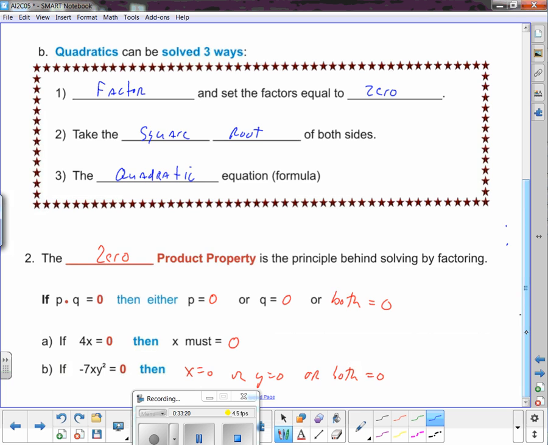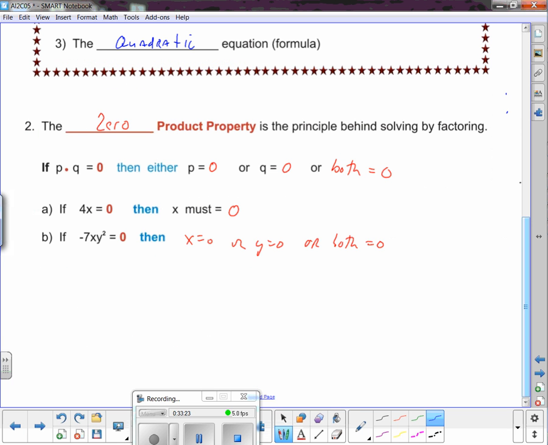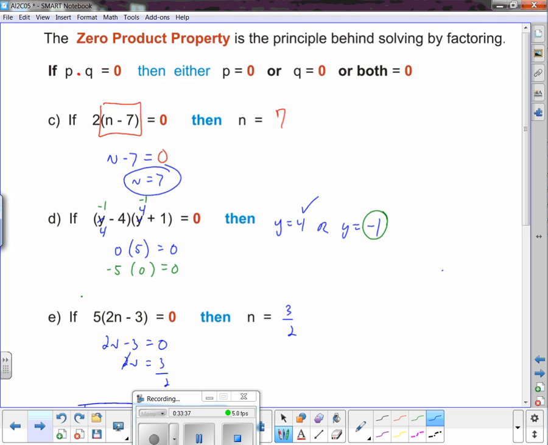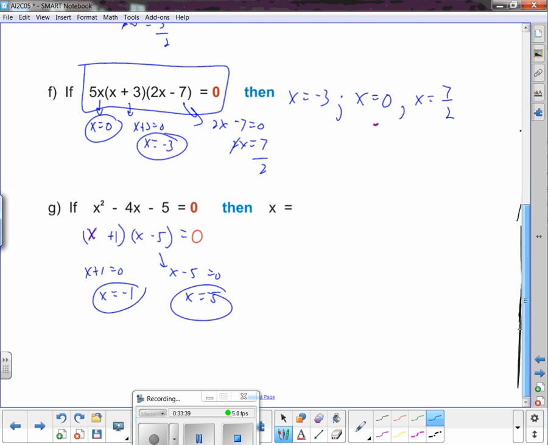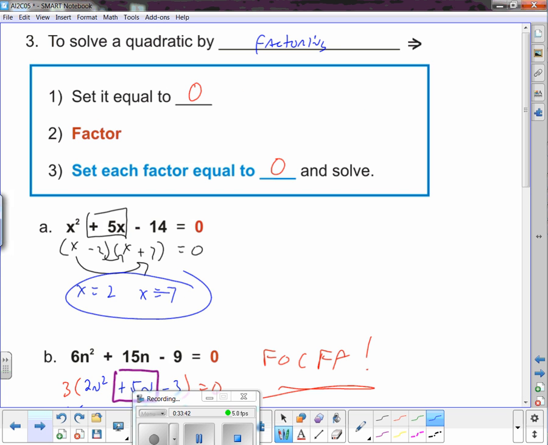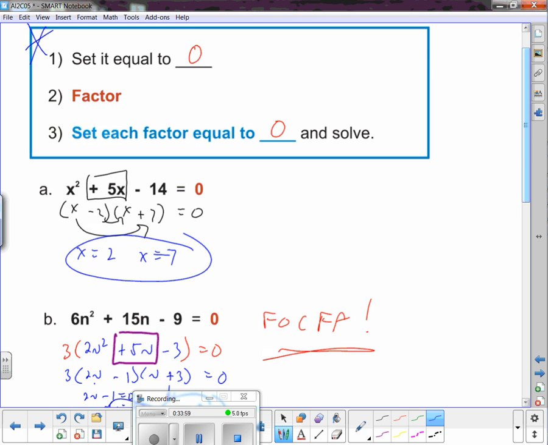When you're solving by factoring, what's the key? The zero product property. Meaning, when things are multiplied together and the product is 0, at least one of them has to be 0. It's that principle that we use to solve all of these. We went through a progression, getting you to the point where you finally have to do the factoring yourself. If you're going to solve by factoring, make sure it's set equal to 0. Factor it. If you can't read the answers right off the factors, set each of the factors equal to 0 and solve.